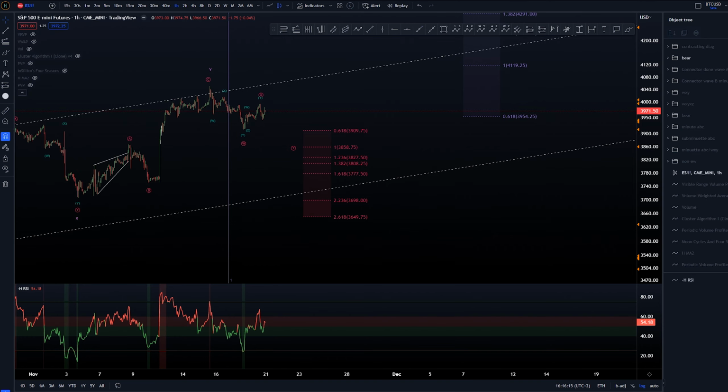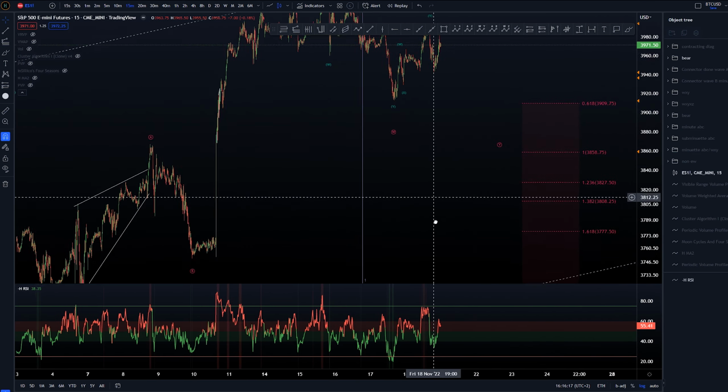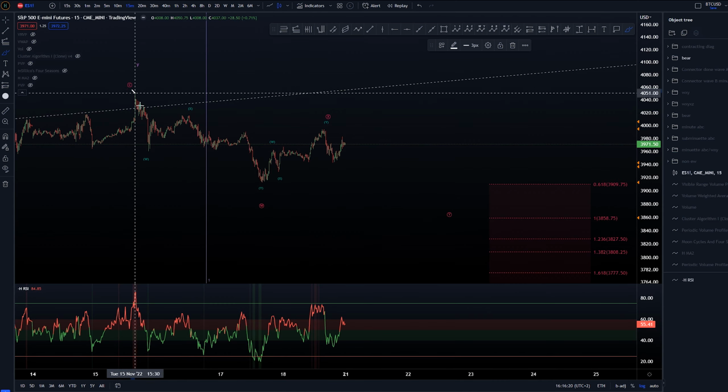From the highs, at the moment, if we are looking at this count, we would be looking at this as some kind of three-wave structure coming down.